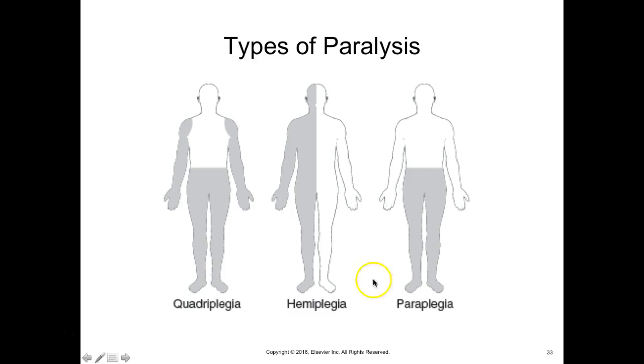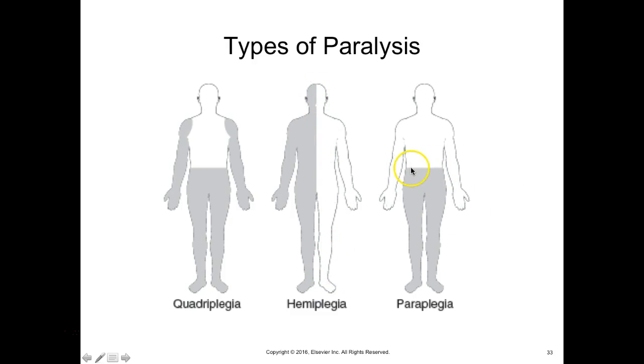Types of paralysis. Here we have quadriplegia. So this is where the patient's typically paralyzed from the neck down or the upper chest down. So they don't have motor or sensory function in the arms and legs. Quadriplegia is from a spinal cord injury. Hemiplegia is generally from a CVA, so a stroke. So if there's right side hemiplegia, then it's a left side stroke. If there's right side stroke or CVA, it would be left side hemiplegia.